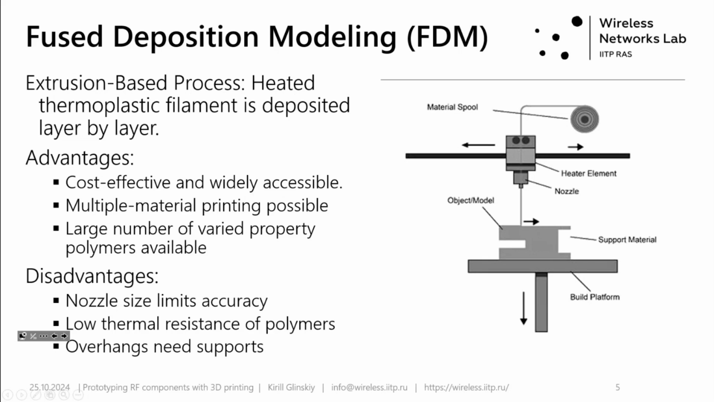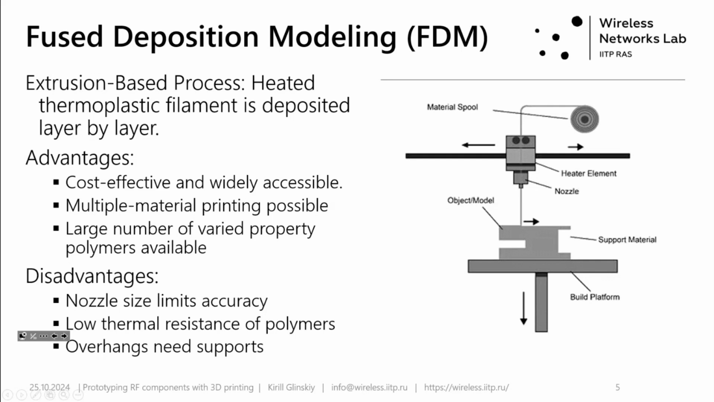However, it has some disadvantages. First of all, as we are printing with polymers and we need to melt them to extrude, that means that our thermal resistance is limited. So, for example, those details cannot be soldered in an oven, and their thermal performance is limited by the fact that they melt.